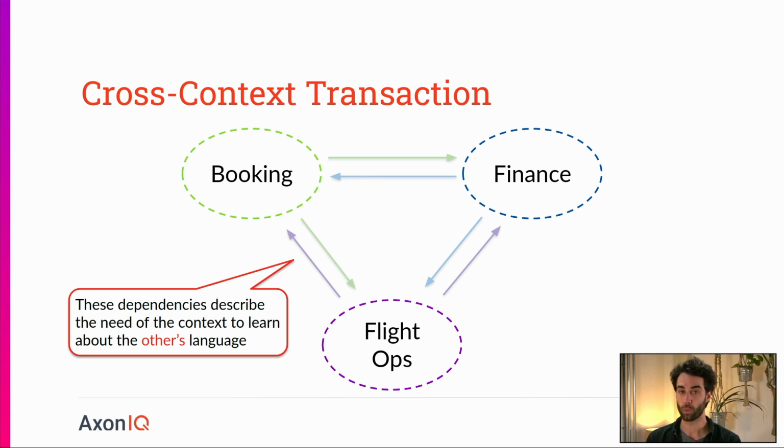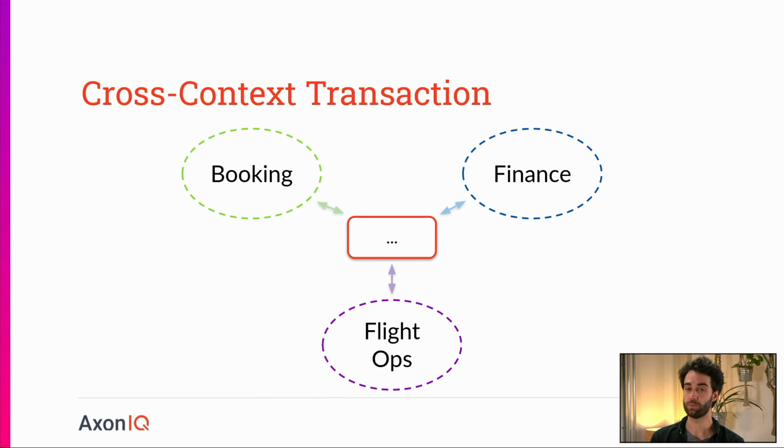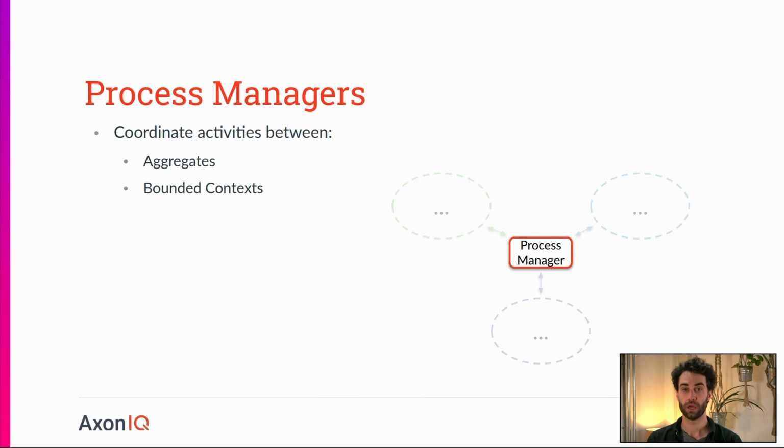We can take this format where each context knows how to talk with each other context. We could also go for a different approach. In a different approach, you would be dealing with having a component in the middle, dealing with the process of talking with booking, finance, and flight ops, doing this specific for you. It's this component in the middle which you would be referring to as a process manager. What a process manager does in such a solution is coordinate the activities between different aggregates or bounded contexts. From the aggregate perspective, that's specific instances of those aggregates which are interplaying with a specific form of cross-context transaction.